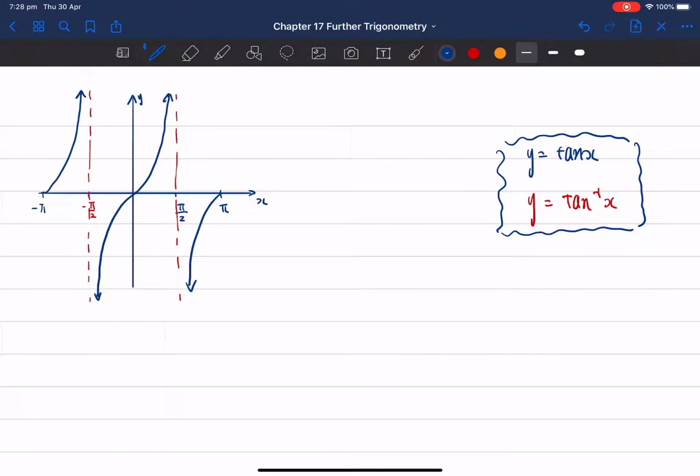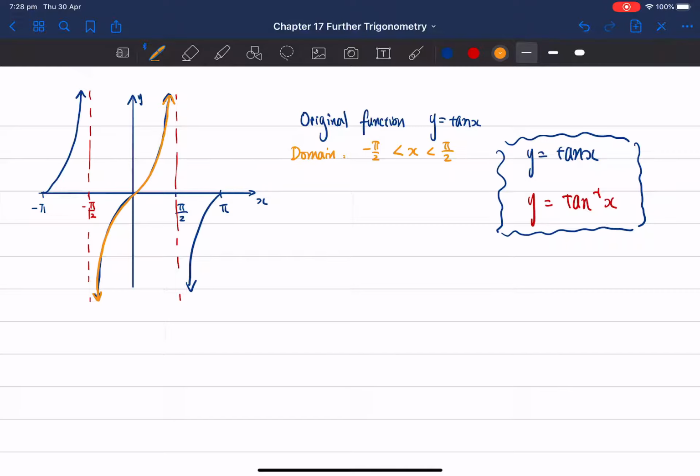If you look at this graph here, again, this is not a one-to-one function, so we need to restrict the domain of tan x so we can have inverse tan x. That restriction is really easy this time. If you just look at the curve that's right in the middle, that is a one-to-one function. So what we have to do is, for the original function y equals tan x, the domain is now going to be negative pi on 2 to positive pi on 2.